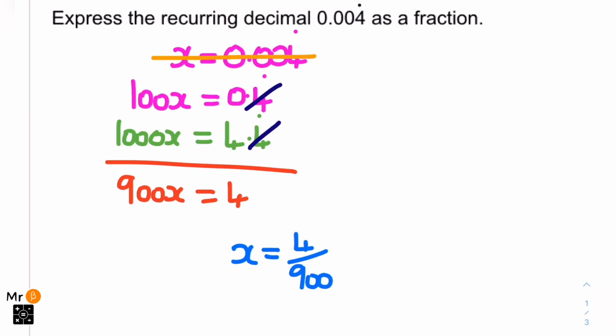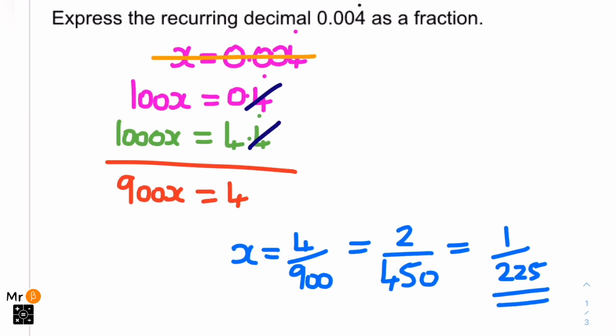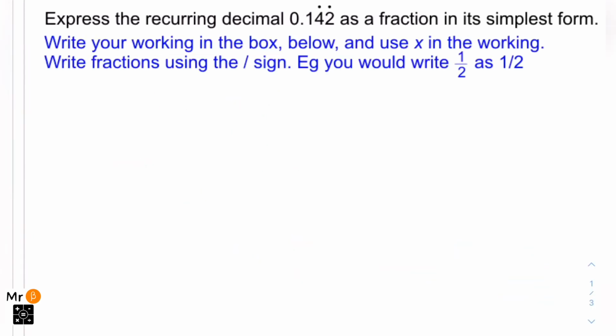Just double check, is it fully simplified? No, we can divide top and bottom by 2. That leaves us with 2/450. Again, we can divide by 2 and we get 1/225. Our next question, again getting slightly more complicated.